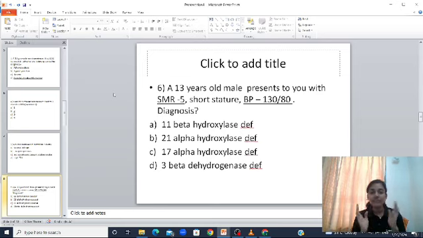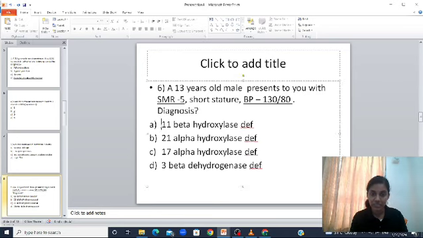So what enzyme will be deficient in this child? Going on to the question, whenever there is a deficiency of 21 alpha hydroxylase, which is the most common enzyme that is deficient in a child with congenital adrenal hyperplasia, the child will have hypotension and not hypertension. Next, in a situation with 3 beta dehydrogenase deficiency or 17 alpha hydroxylase deficiency also, the child will not have precocious puberty. The male child will have undervirilization. So the answer to this question will be 11 beta hydroxylase deficiency.